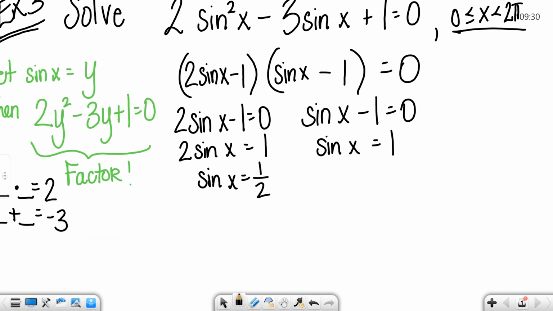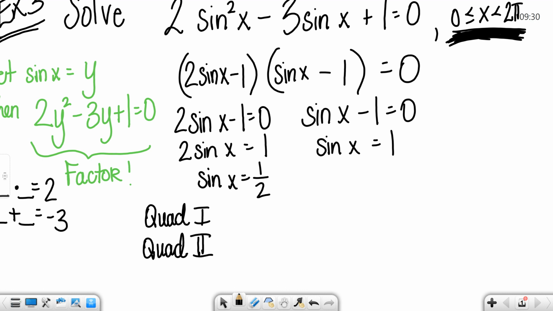All right, now we're trying to find the x values between 0 and 2 pi, so we're only on the unit circle. And we're looking for y values of 1/2. And so we need to decide, where does that happen? Well, it happens twice for 1/2 over here. The sine is 1/2 in 2 places. That happens in quadrant 1. And if you'll look down in your unit circle, it also happens in quadrant 2.